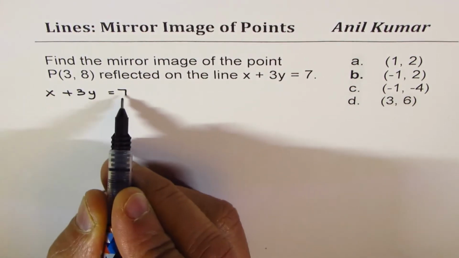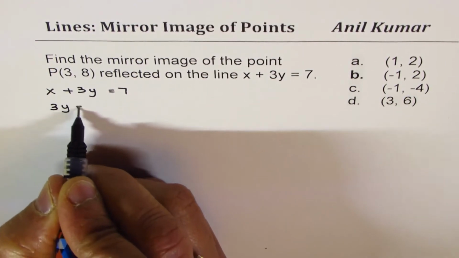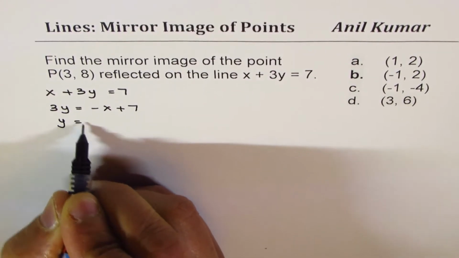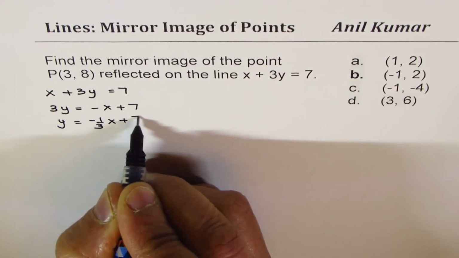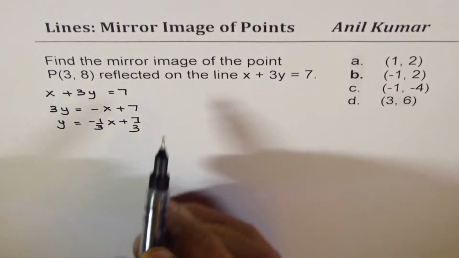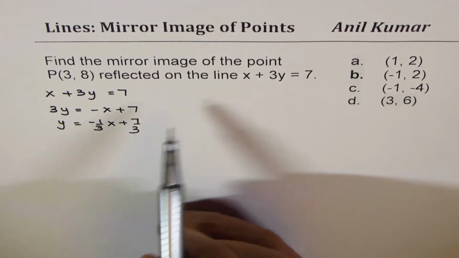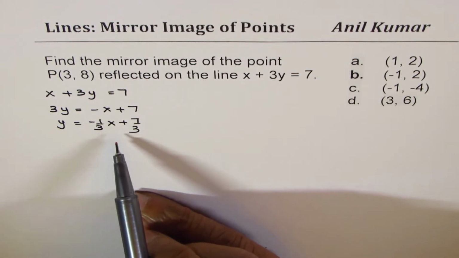Let us find the slope of this line by rearranging. So we get 3y equals minus x plus 7, or y equals minus 1 over 3 x plus 7 over 3, right? Now if I have to reflect a point over this line, it will be forming a perpendicular line.